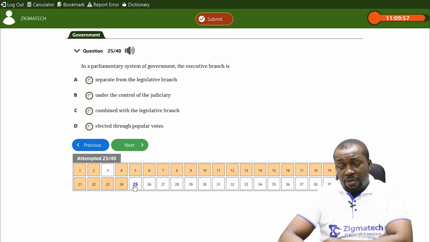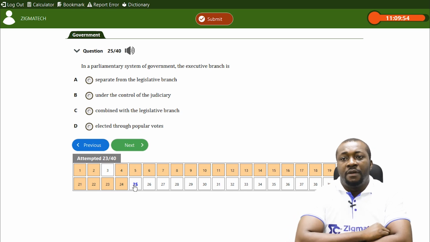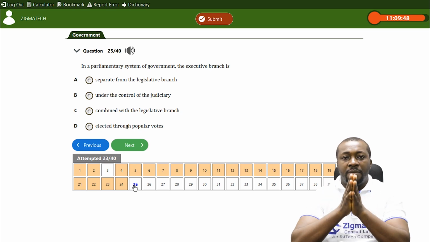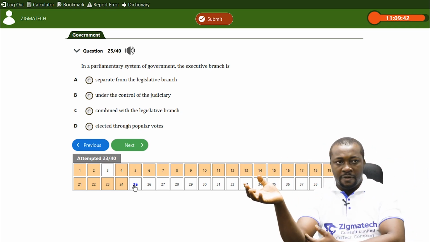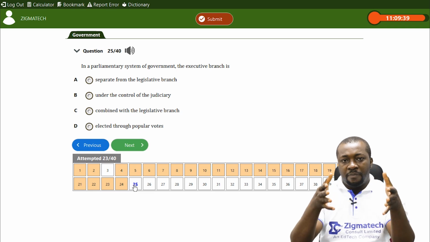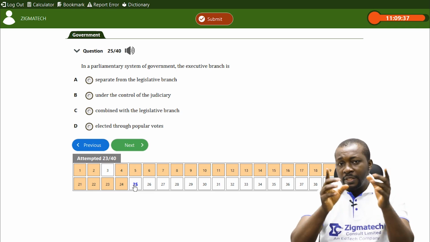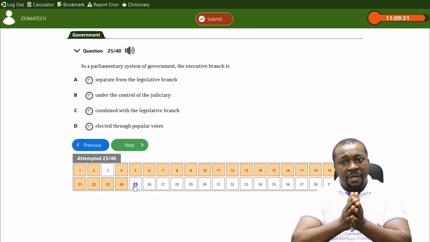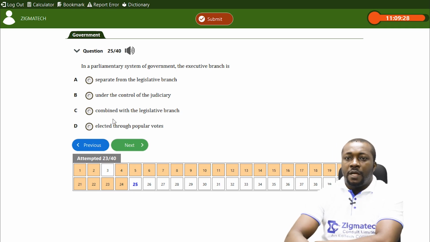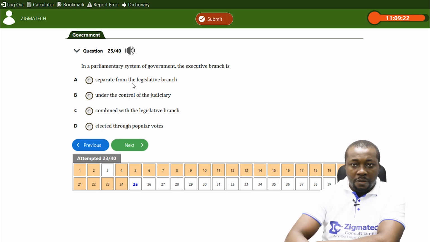In question number 25, it says, in a parliamentary system of government, the executive branch is. Remember, a parliamentary system of government is a system of government in which the head of state is different from the head of government. There's no clear separation of powers between the executive and legislature, because members of the executive are also members of the legislature. Looking at A, the executive branch is separate from the legislative branch. No, that is in a presidential system. We have fusion of powers here in a parliamentary system.